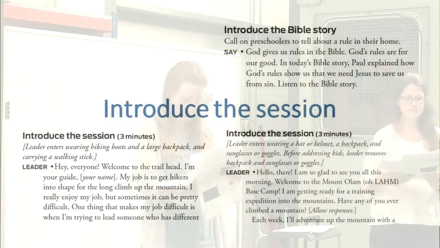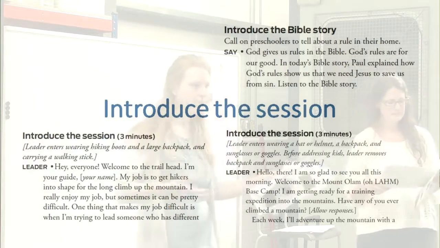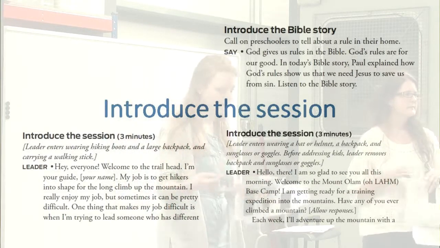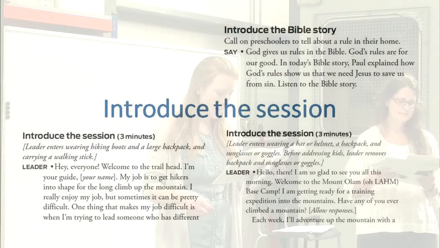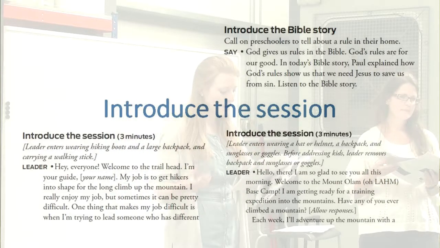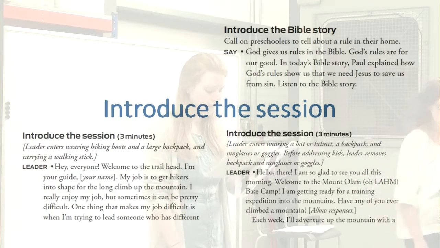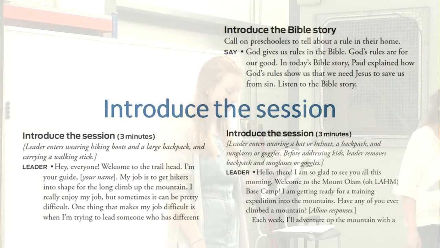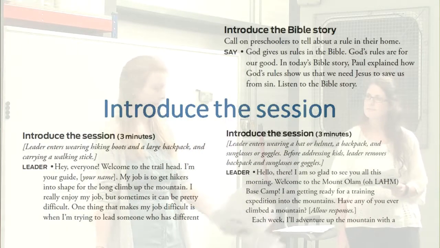Then we're going to move on to introducing the Bible story. At this point, we suggest that the helpers introduce the story so that the teacher can then teach it. So I'm going to say to the preschoolers, which is juniors, God gives us rules in the Bible. God's rules are for our good. In today's Bible story, Paul explained how God's rules show us that we need Jesus to save us from sin. We're now going to listen to the Bible story.